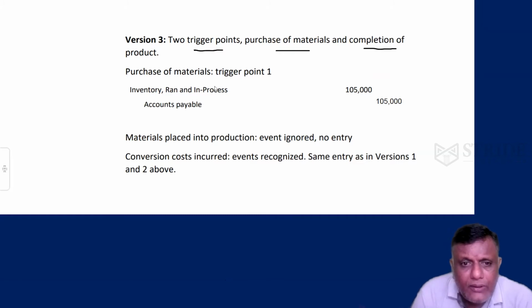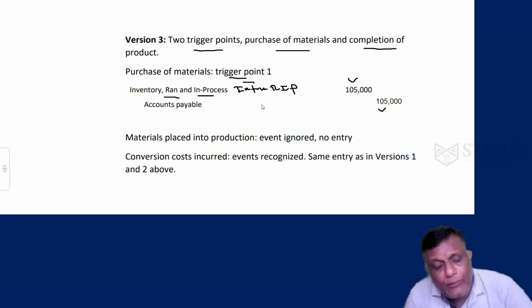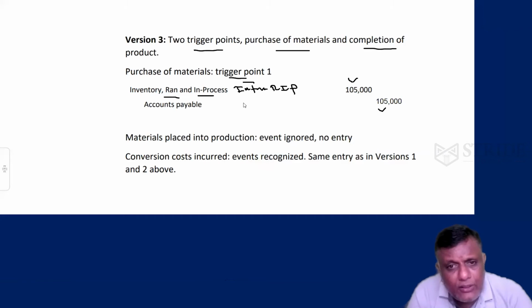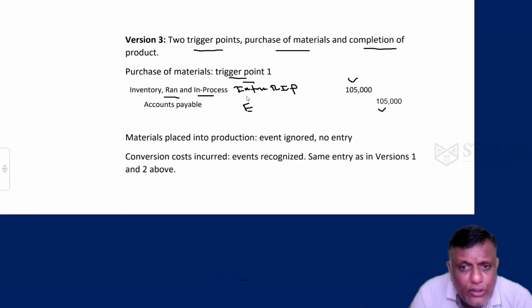Here at trigger point one, inventory raw in process (RIP), 105,000, estimation to accounts payable. That's trigger point one. Whenever the trigger points happen, please make an entry. That is especially for estimation only you have to do it. Especially raw material you have to do it for actuals.